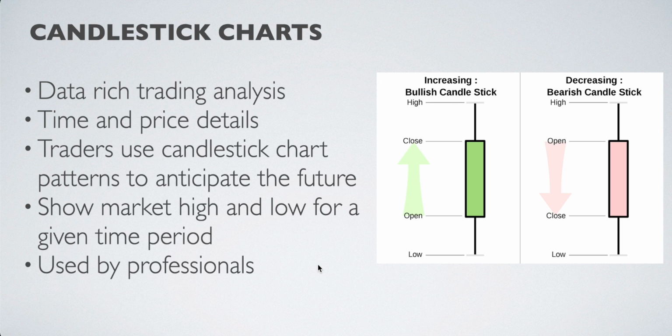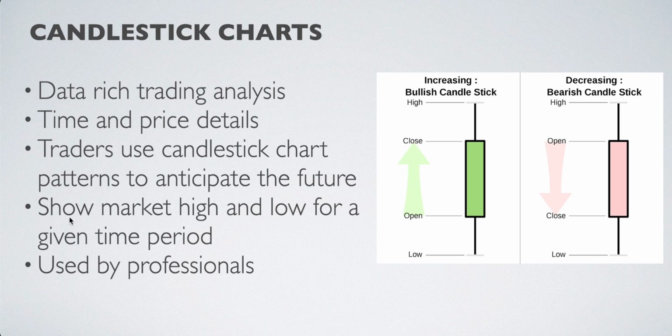So what do we actually need to look for when we're traders? We need data. We need time and price details. We need to know what people were trading, what price they were trading at, and also the battle between buyers and sellers. And that gives us a lot of information as traders. Traders use candlestick charts to anticipate the future of a market, because if you know the supply and demand right now and actually how that supply and demand is changing, then we can potentially anticipate future moves. And that is obviously what we're doing every time that we're trading.